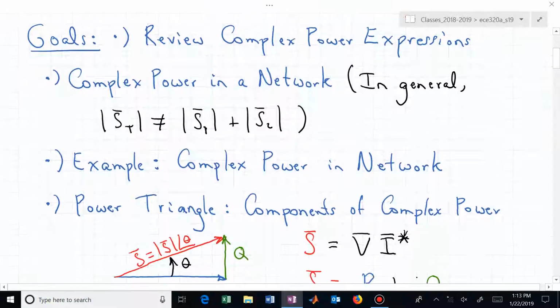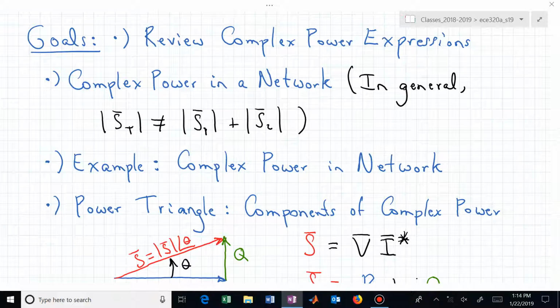What I want to do in this lecture is actually first review our complex power expressions. We started to get there last time, but I didn't get a chance to record those, but they are in the notes. So if you want to see those, they should be at the tail end of the notes in the last lecture. I'll quickly talk through those at the beginning of this lecture.